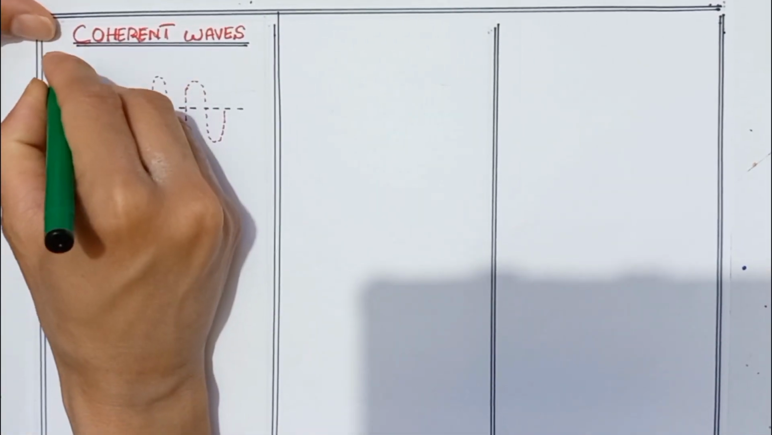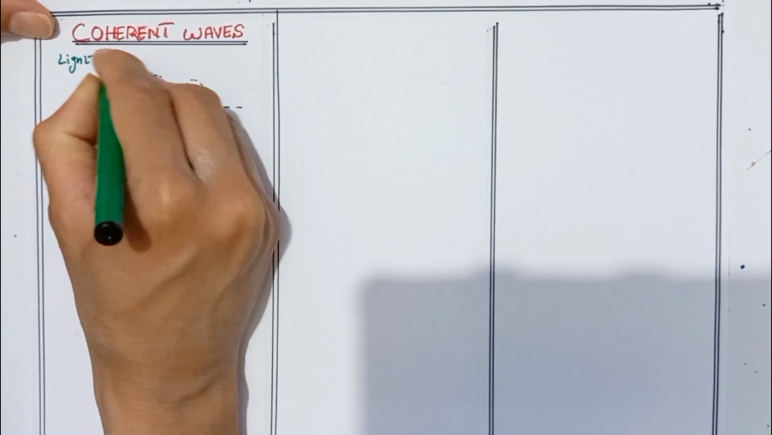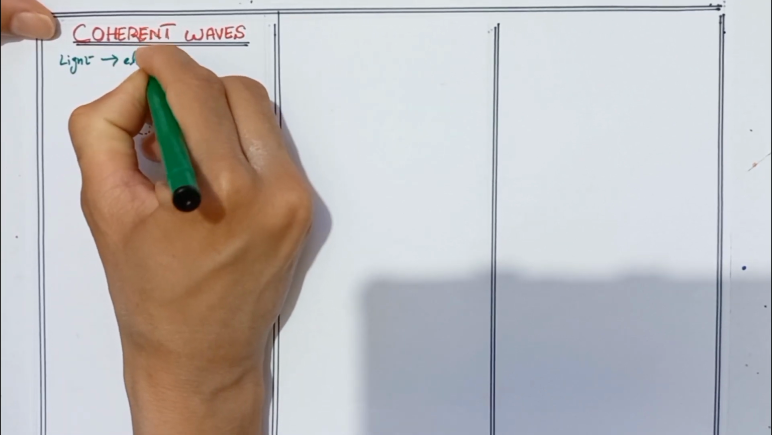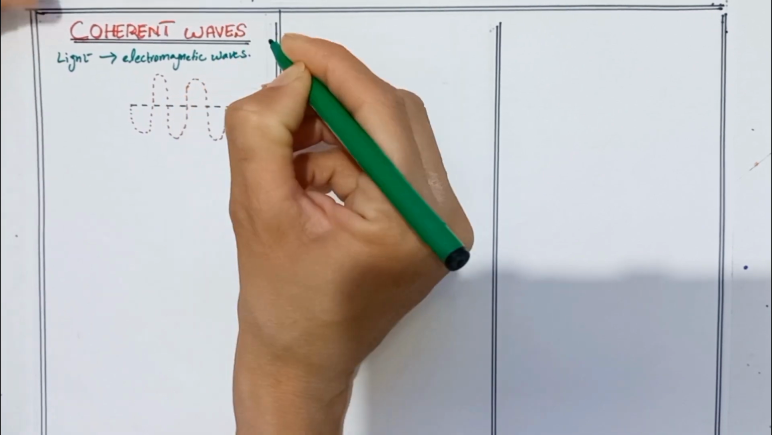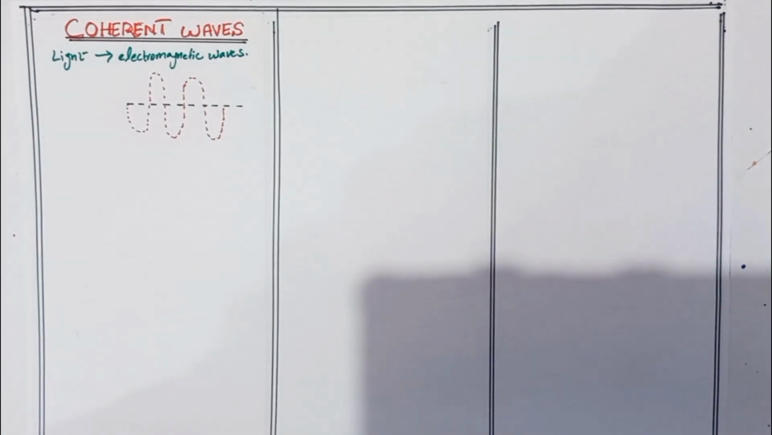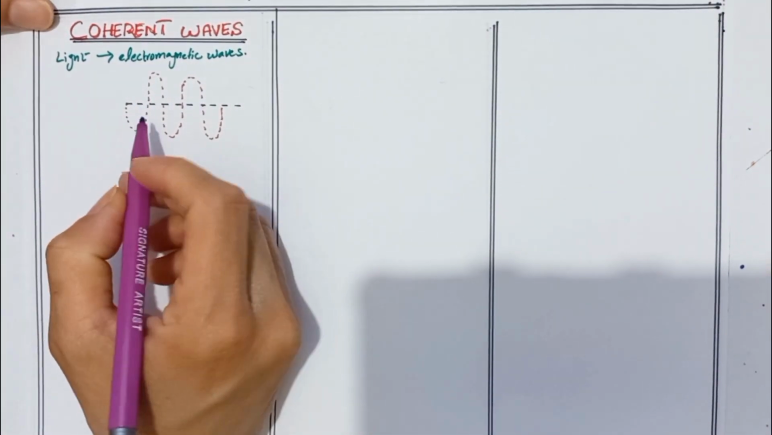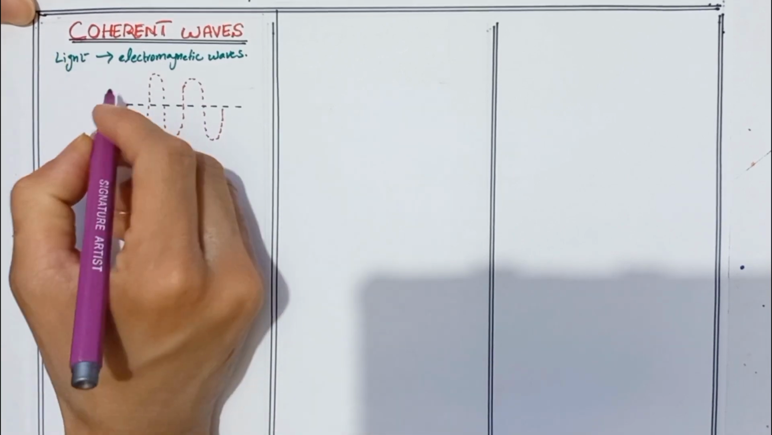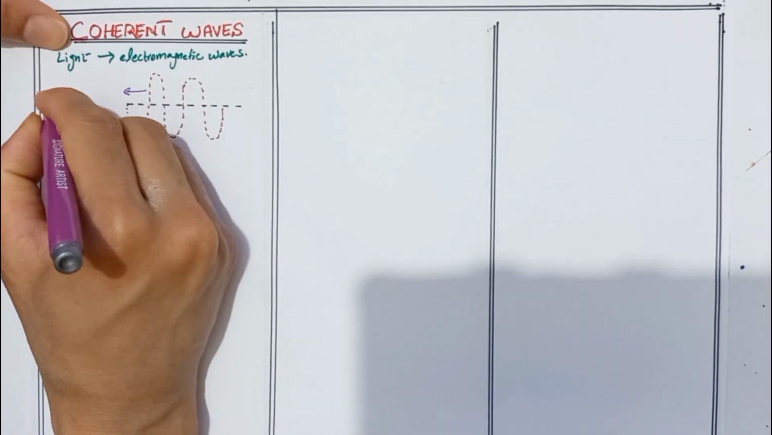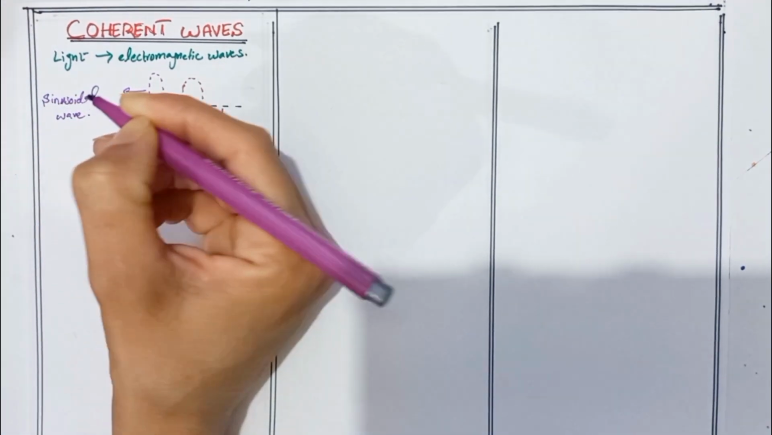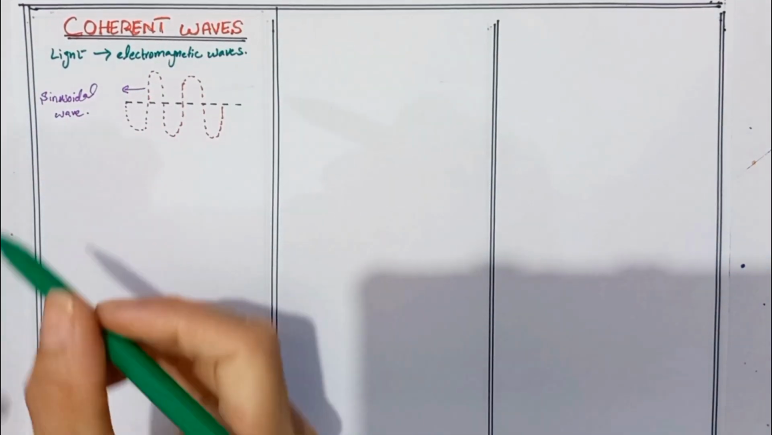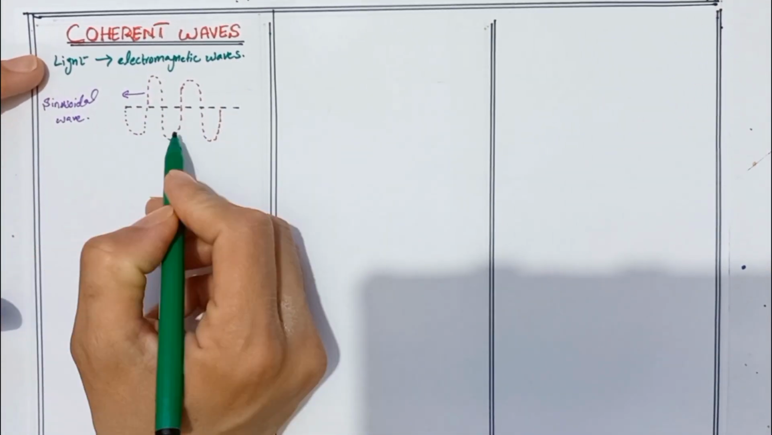Coherent waves, first we discuss light. We know that light is an electromagnetic wave. We consider that light is traveling from left to right as a sinusoidal wave. This wave is known as the sinusoidal wave. This light will have a certain frequency, amplitude and wavelength.